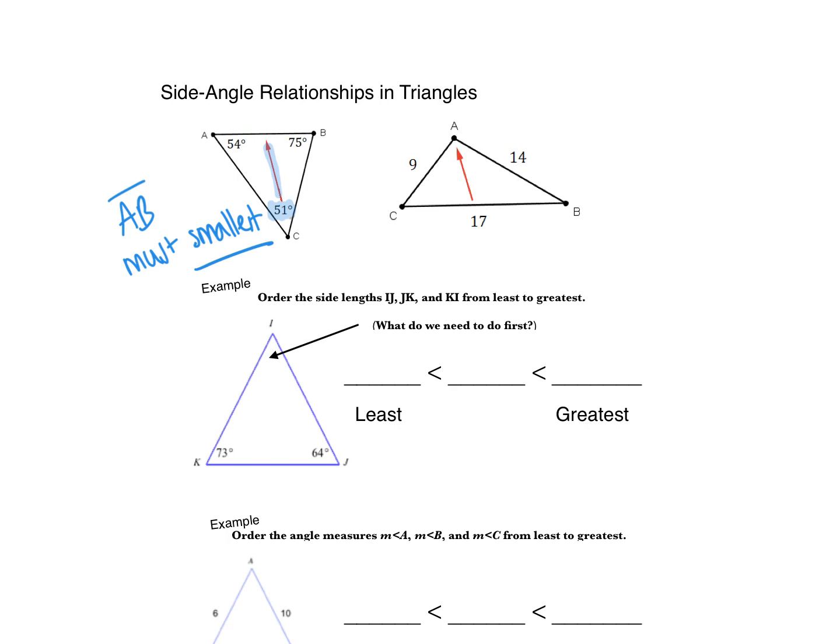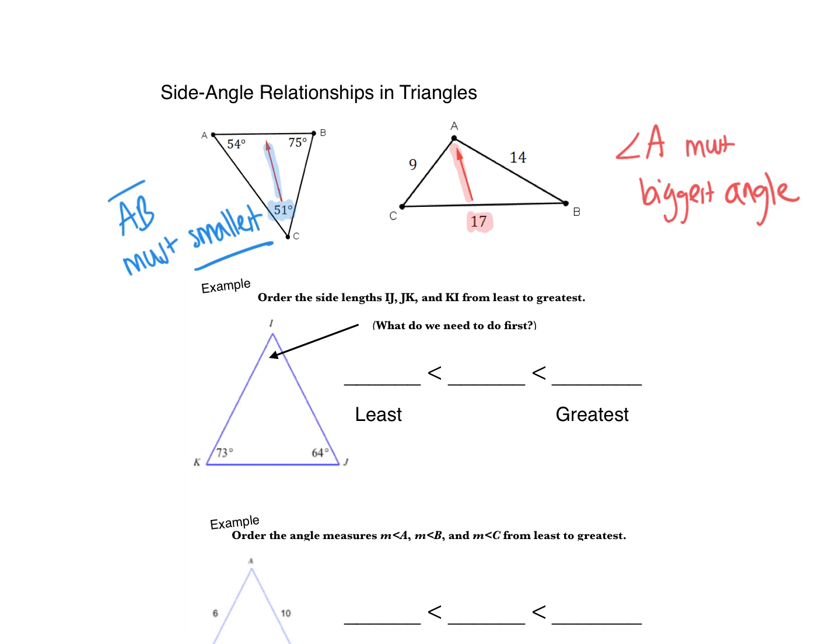Similarly when they give you side lengths, okay? If you look at the other picture, 17 is the largest side length. So that tells me that the angle across from that, which is angle A, must also be the biggest angle measure. And that's what we mean by corresponding side-to-angle relationships, okay?